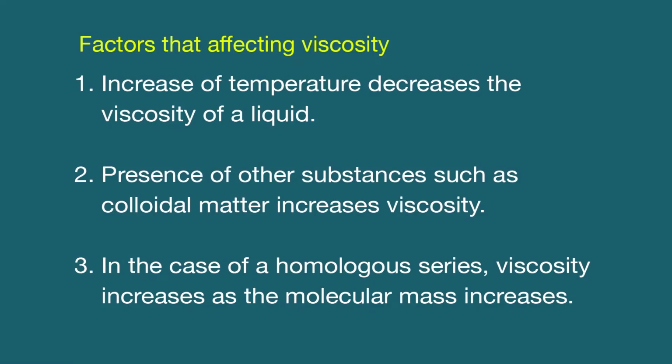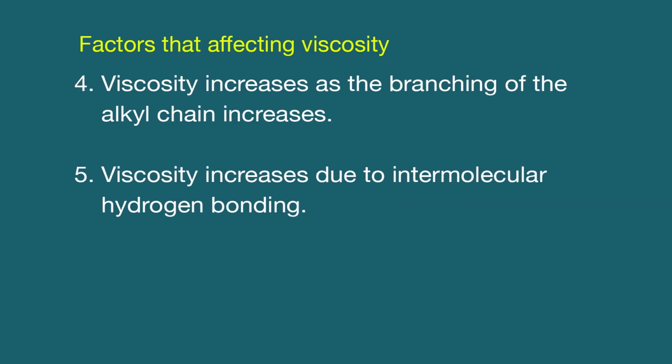First one is increase of temperature decreases the viscosity of a liquid. Second one is presence of other substances such as colloidal matter increases viscosity. Third one is, in the case of a homologous series, viscosity increases as the molecular mass increases. Fourth one is viscosity increases as the branching of the alkyl chain increases. And the last one is viscosity increases as intermolecular hydrogen bonding increases.